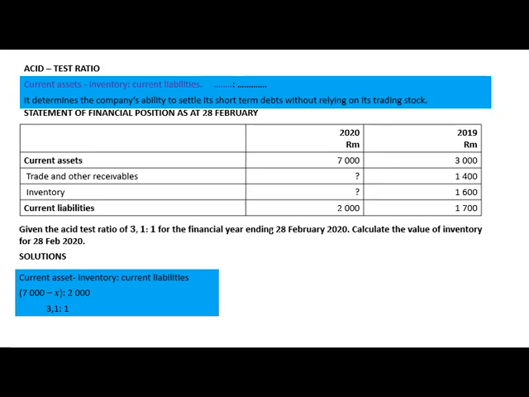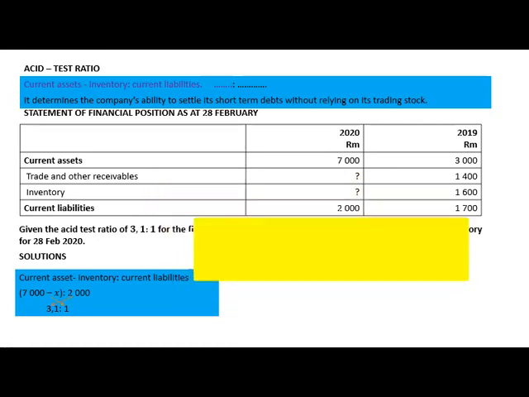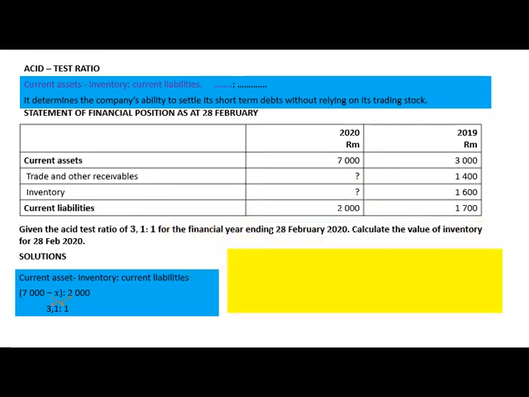Once you have done that, you cross multiply. The first part of the ratio on the left will be multiplied with the second part of the ratio in the second equation. And similarly, I will take 3.1 multiplied by 2,000. Now, what am I going to get here? I will end up having 7,000 minus X is to 2,000 times 3.1. On the left, I will have basically 7,000 minus X. On the right, 2,000 times 3.1 will give me 6,200.